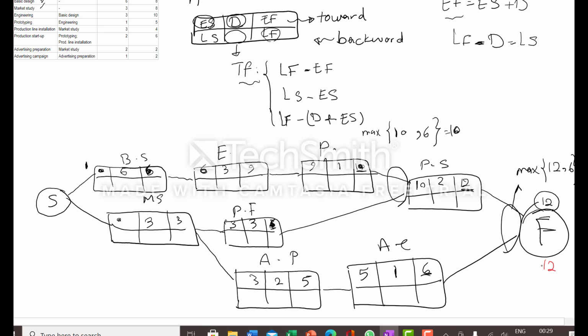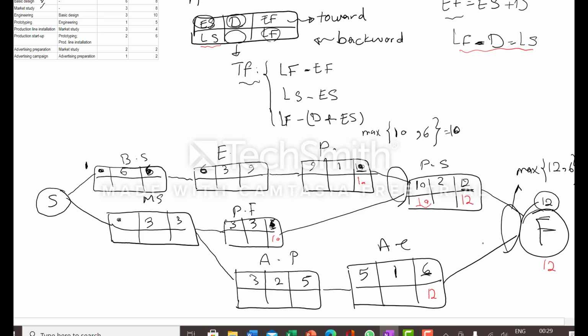we put 12 here. The latest finish of the project is 12, so we put 12 in here and here. 12 minus 2 is 10, so the latest start, as we use this formula, is 10, and we should put 10 for the latest finish of this activity and this activity, because production startup is their successor.